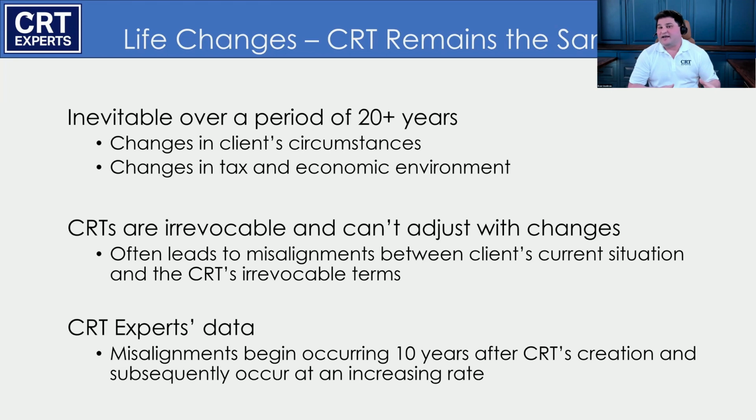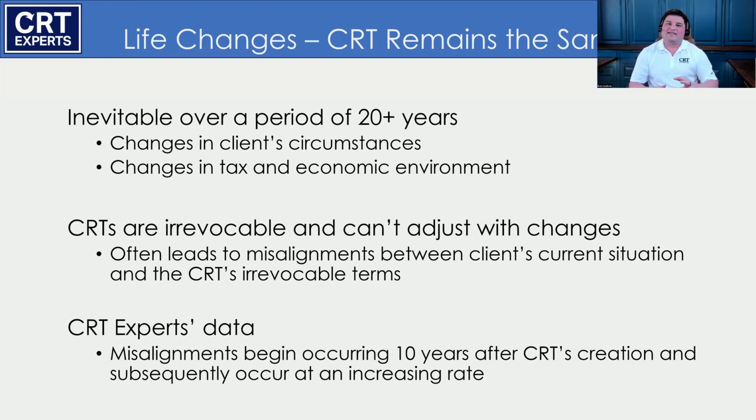So we've got a good sized data set. And what we've seen is generally speaking, these misalignments tend to begin occurring. We start to see them about 10 years in, 10 to 15 years. That's when we would encourage advisors to sit down with their clients who have the trust to start looking at some of these options to make sure the client's aware of what those options are. And then moving forward, not surprisingly, those misalignments are going to occur at an increasing rate. At 15, 20 years, we're going to see more misalignments and so on.